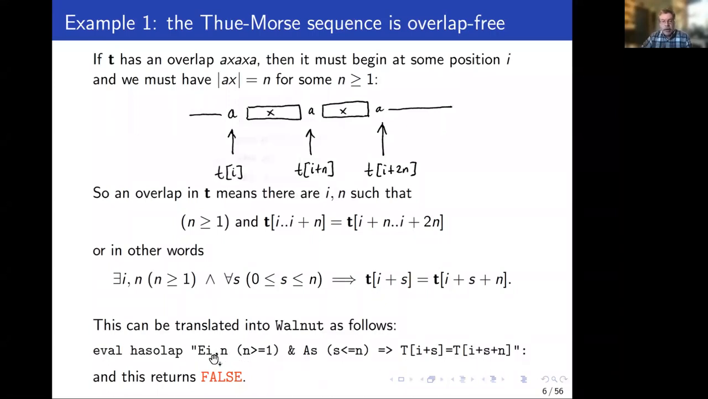You can read it as there exists I and n such that n is greater than or equal to 1, and for all s less than or equal to n implies this statement. You might ask why there isn't a 0 less than or equal to. That's because the domain of all variables in Walnut is assumed to be the natural numbers. So we type that in and Walnut returns false. This is the assertion that there is an overlap. It has an overlap is just a name. This is the instruction to evaluate the statement that follows and give it this name, and it returns false.